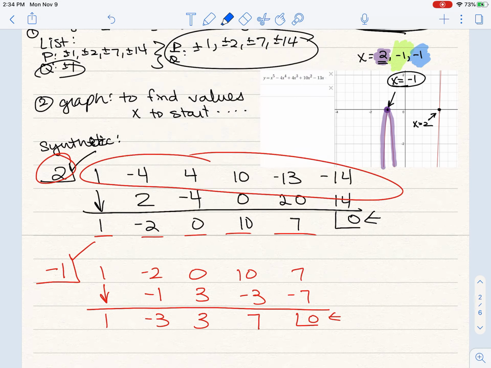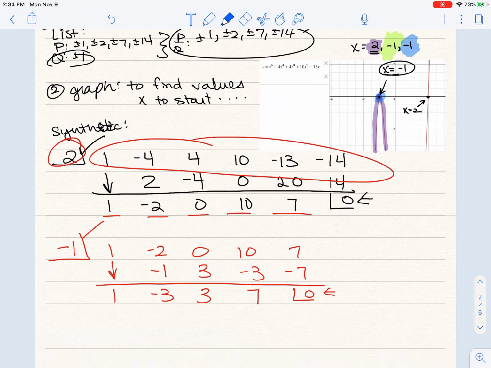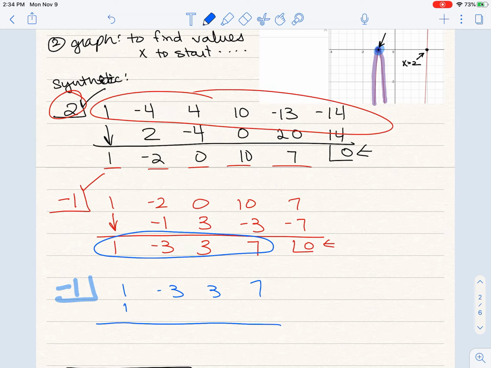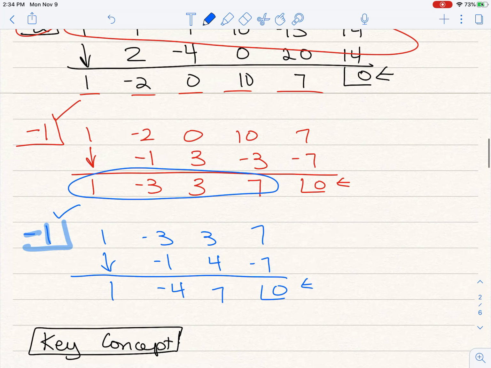We're almost there. And now we're going to use our second x equals -1, which we found here because it had a multiplicity at that root. So we're going to put -1 in the box here. And our coefficients, we're going to use what we had left over right here: 1, -3, 3, and 7. Because again, we want to divide this down to a quadratic. Bring down the 1. We go 1 times -1 is -1, add down, multiply, add down, multiply. And again, that remainder is 0, which means -1 was a root again. And now we can use the quadratic formula to solve.